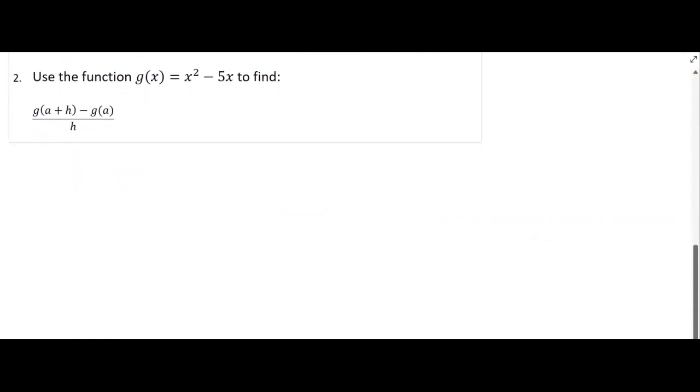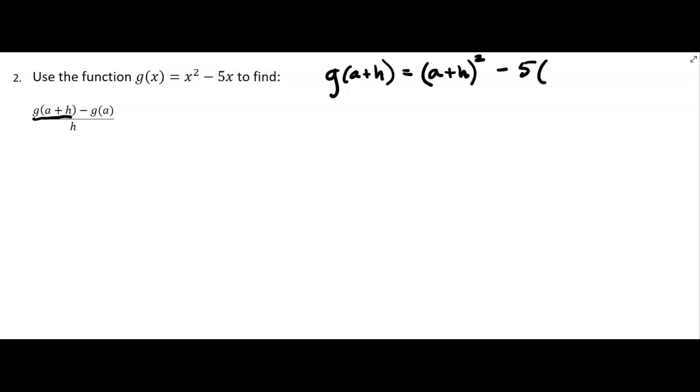Okay, so again, some people didn't understand what the problem was talking about. But they want us to find g of a plus h. So we're taking that and we're saying g of a plus h, and we're going to put that into the function. So it's a plus h squared minus 5 times a plus h. Some people still had an x in there, but we don't have an x. x is being replaced with a plus h.